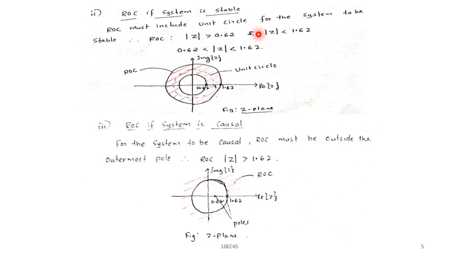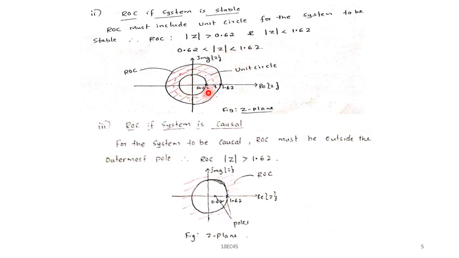H of z must include a unit circle in the ROC, and I have to consider the condition. There are two poles, one at 0.62 and the other at 1.62. If I consider mod z greater than 1.62, then the unit circle is not included in the ROC. Therefore, I will consider the ROC as mod z greater than 0.62 and mod z less than 1.62. If I combine this, I get mod z greater than 0.62 and less than 1.62.